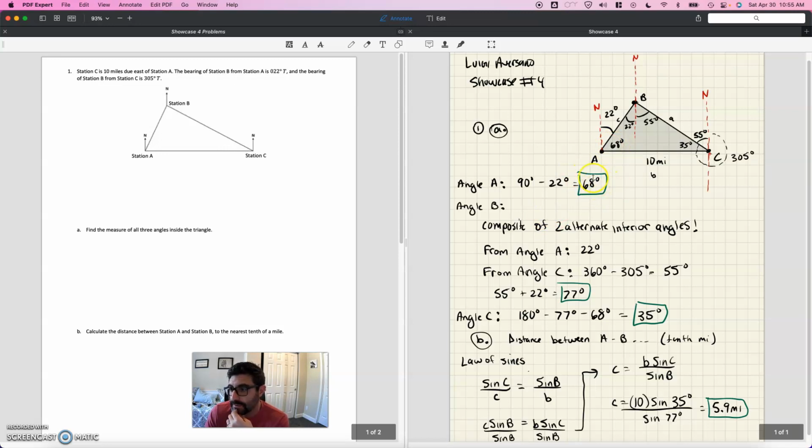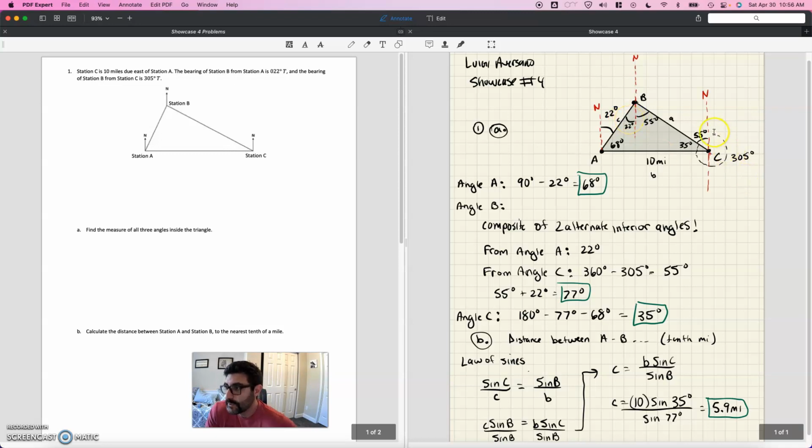The next thing I did, I looked at angle B because I felt like I had enough information to solve that. If we extend our north line through B, we create basically two sets of alternate interior angles. I like to think of B as a composite of two alternate interior angles. We know that this angle is 22 degrees, which means that this angle has to be 22 degrees. That's just a property of alternate interior angles.